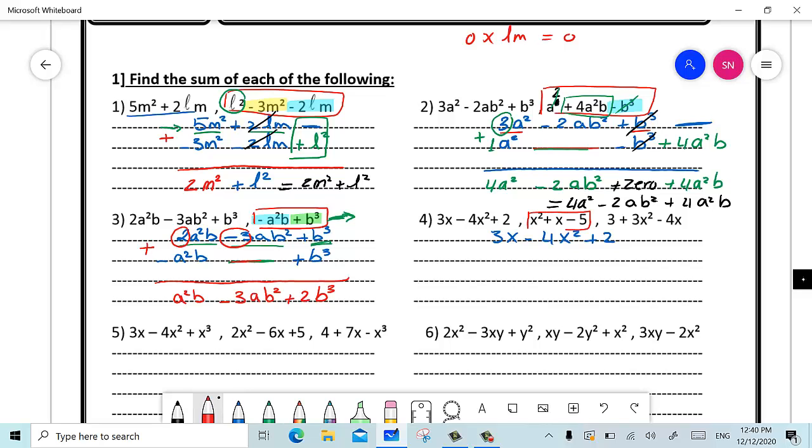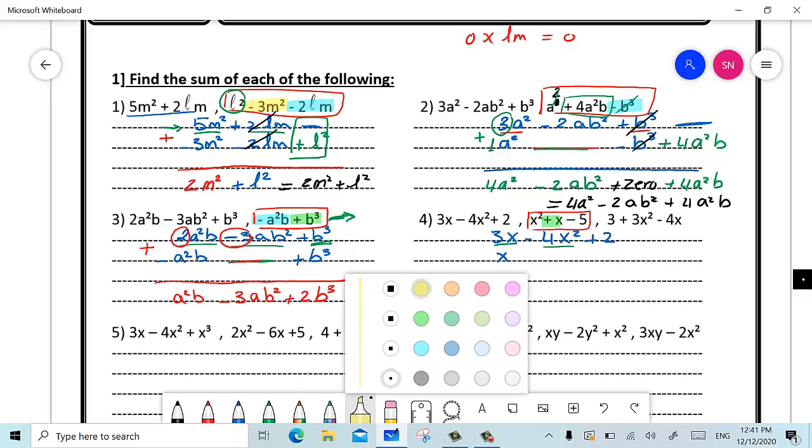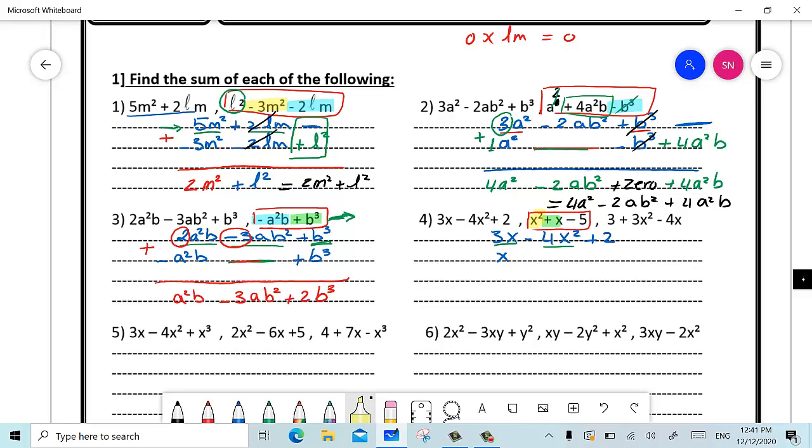To add the second expression, first of all I must put the like terms under each other. The first term I have here is 3x, so I am looking for a term that also has x, and it is positive x. So I am going to write here x. Then let's see the expression that contains x squared. The expression here that contains x squared is x squared, and since there is no sign before it, it is positive. So I have here positive x squared. And the last thing is an absolute term, and I have here an absolute term of negative 5. So I am going to write here negative 5.